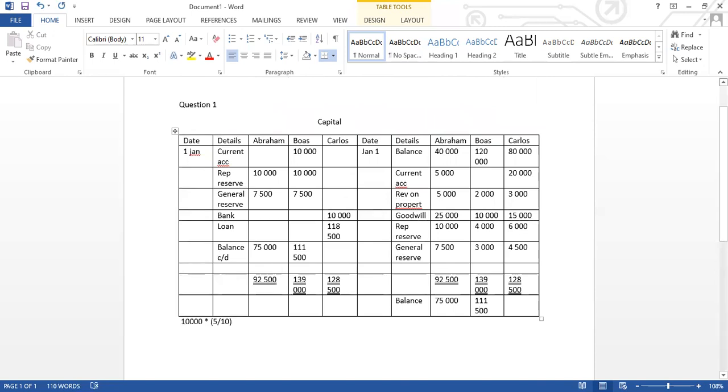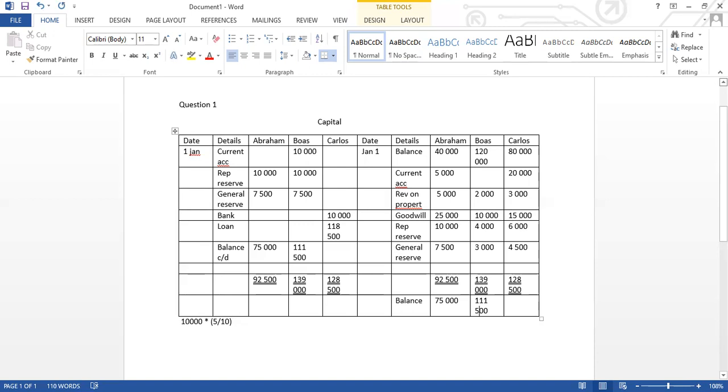Okay, this is what you do. You compare your property and the assets. Your property is 190,000 in the statement of financial position, and then you are told that you need to revalue your property to 200,000.